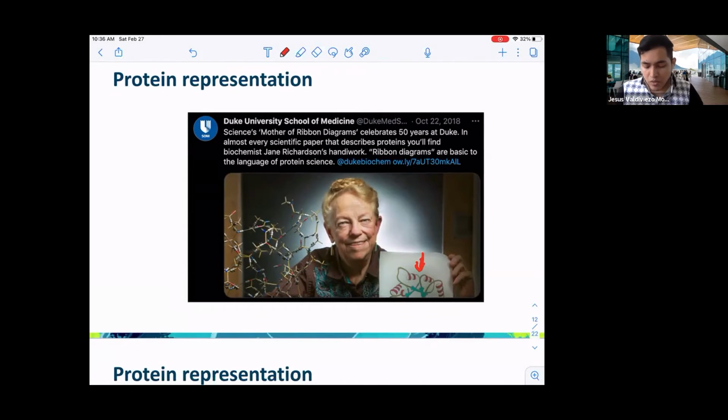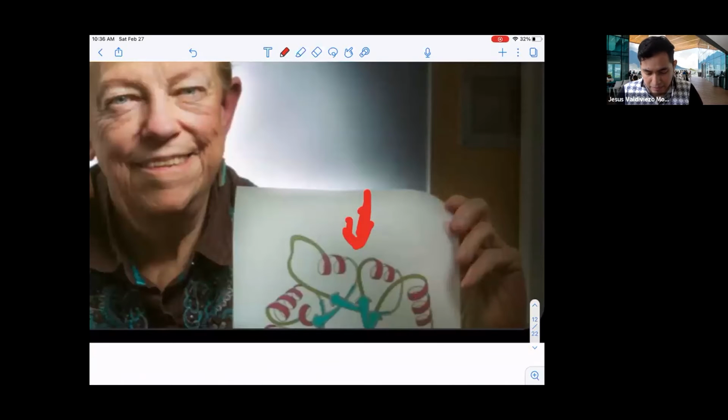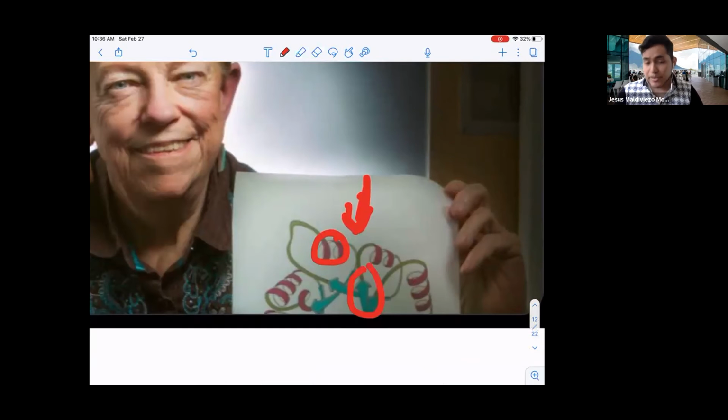One important thing to mention here is that we can see that this portion here represents alpha helices and this portion here represents the beta sheets.